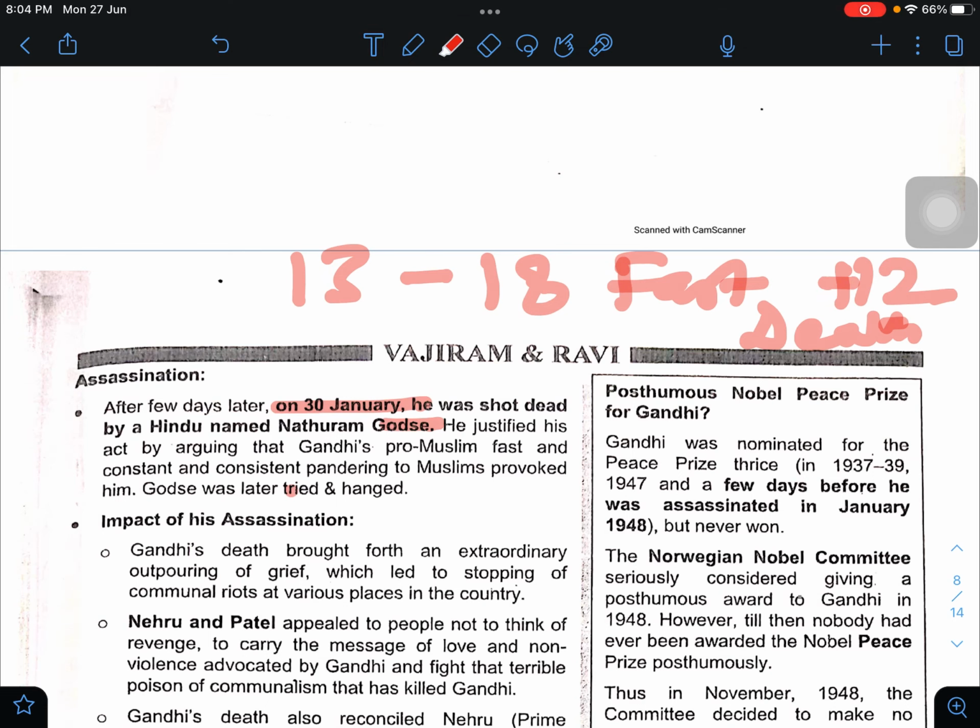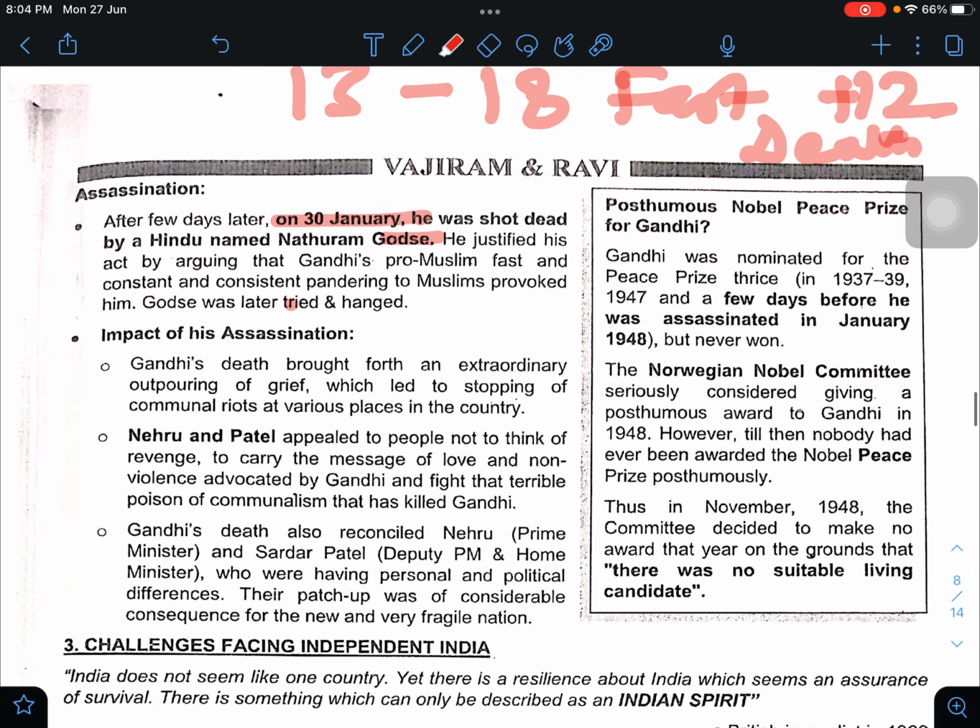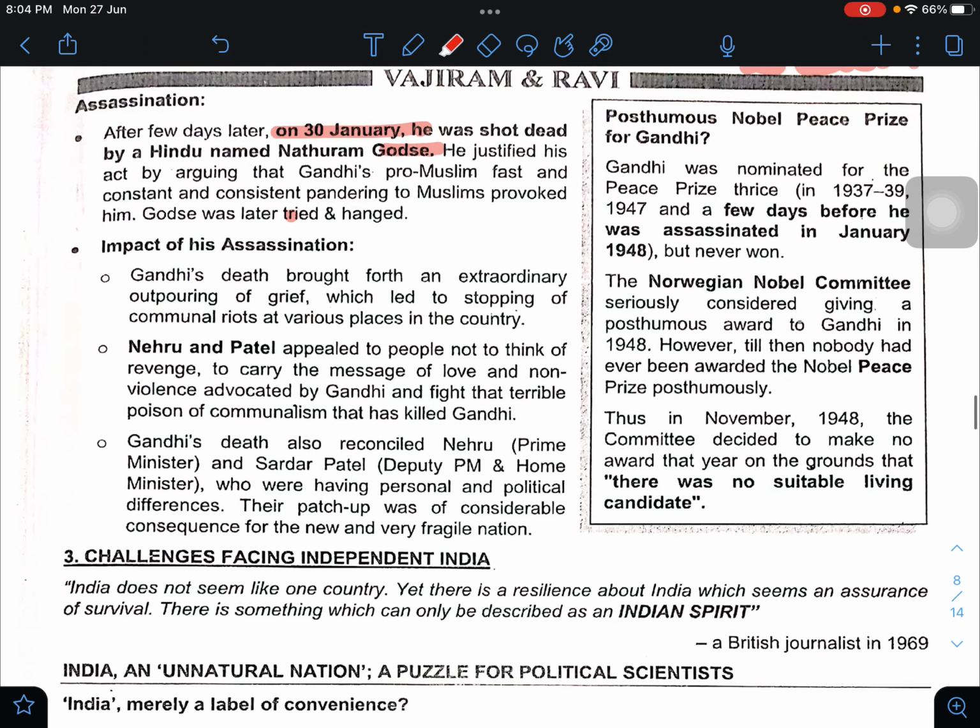Okay. Impact of the assassination. Gandhi's death brought forth an extraordinary outpouring of grief, which led to the stopping of communal riots at various places in the country. Nehru and Patel appealed to people not to think of revenge, to carry the message of love and non-violence advocated by Gandhi, and to fight that terrible poison of communalism that has killed Gandhi.